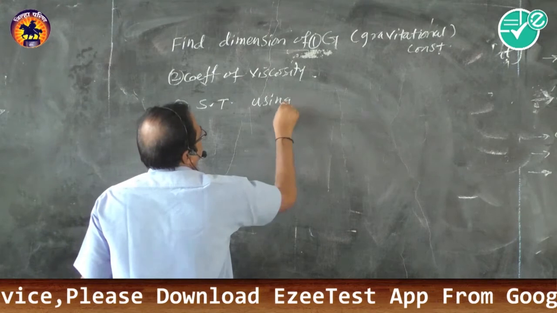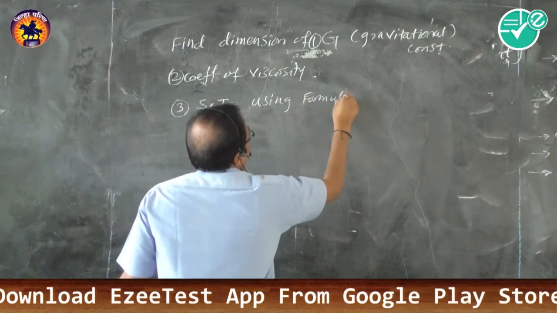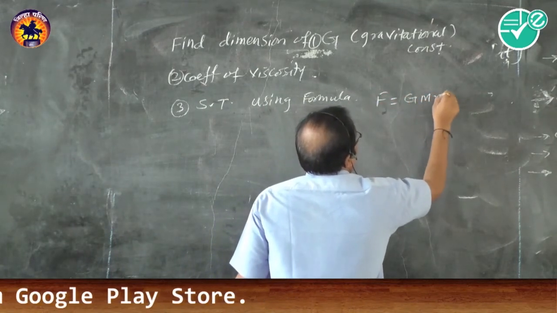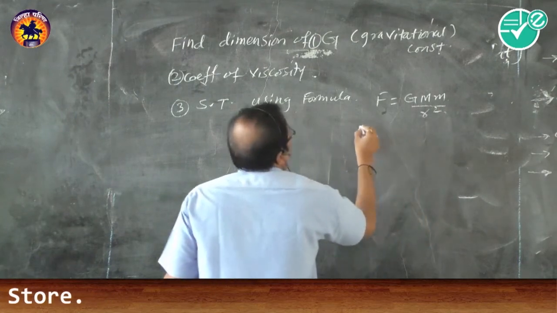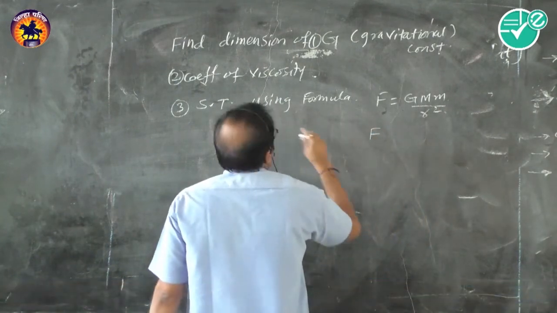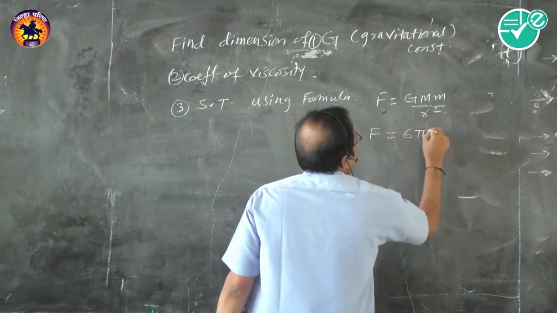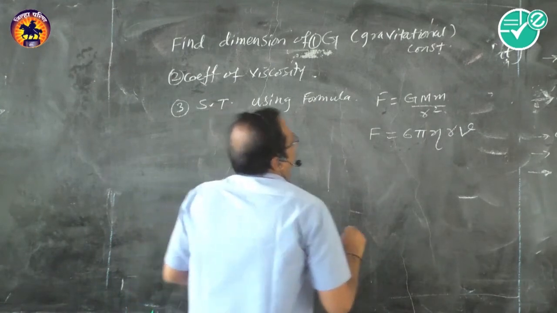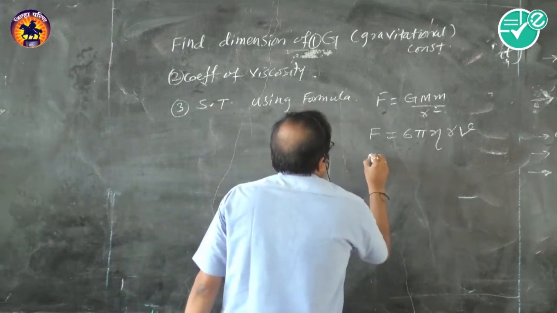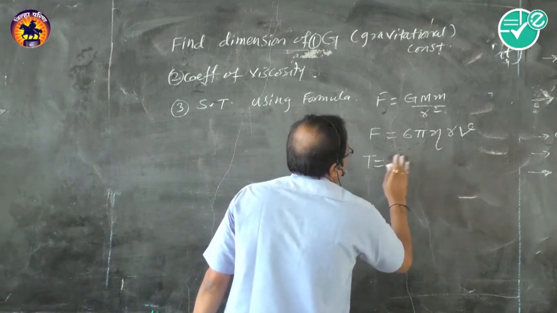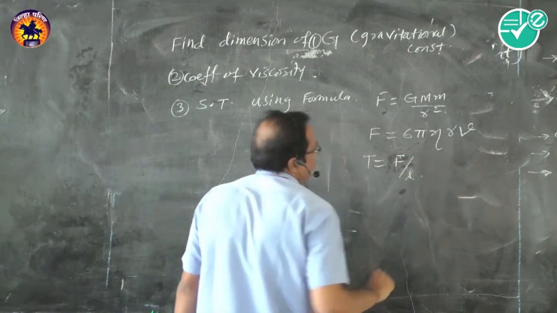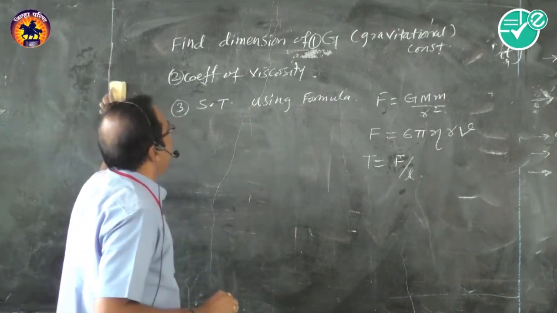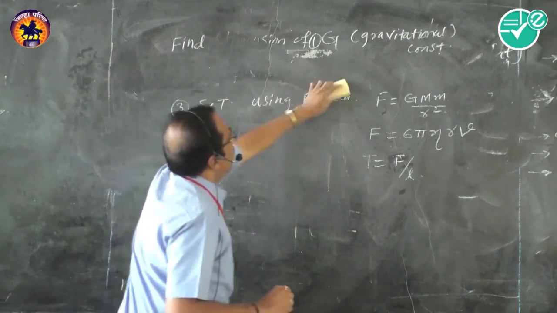Using the formula, let us suppose that for G the formula given is F is equal to G m m upon r square, and another formula is given for the second one, F is equal to 6 pi eta r into v, and the third formula given to you is T is equal to F by l, tangential force per unit length. This is the surface tension. So let us find one by one.